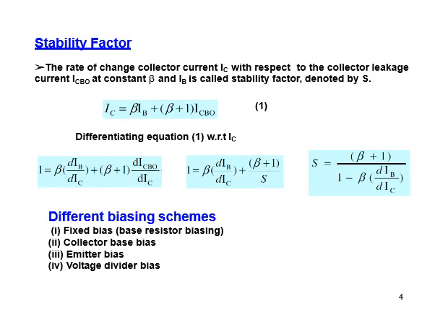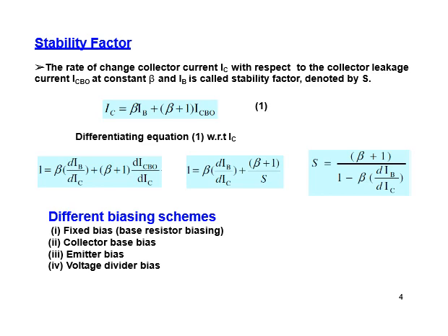Now the stability factor, as we have defined, is the rate of change of collector current with the rate of change of ICBO, that is the leakage collector current. The value of IC can be calculated using the equation IC equals beta IB plus beta plus 1 times ICBO. Now we will differentiate this equation with respect to IC in order to obtain the expression of the stability factor S. On differentiating, we obtain 1 equals beta times dIB by dIC plus beta plus 1 times dICBO by dIC.